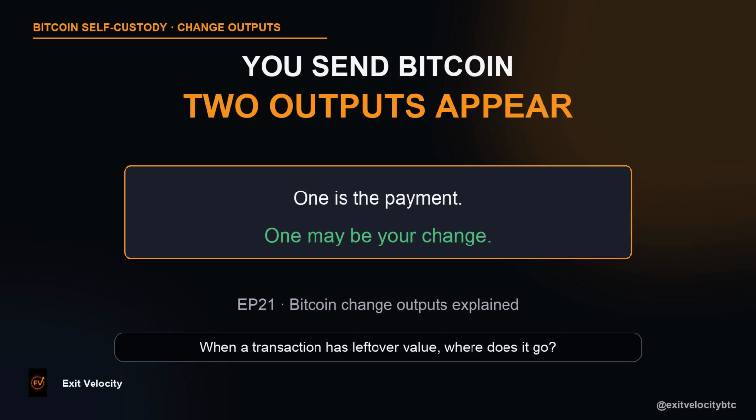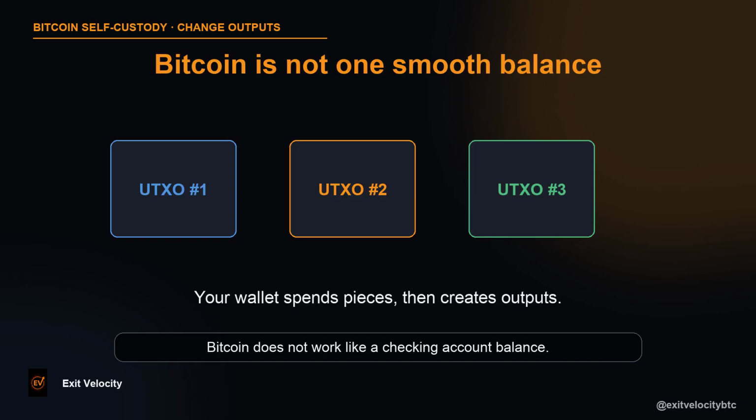Last episode, we talked about wallet labels. Your wallet can show you a balance, but it cannot remember your intent unless you write it down. This episode is the next layer. When a transaction has leftover value, where does it go? Let's start with the receipt.